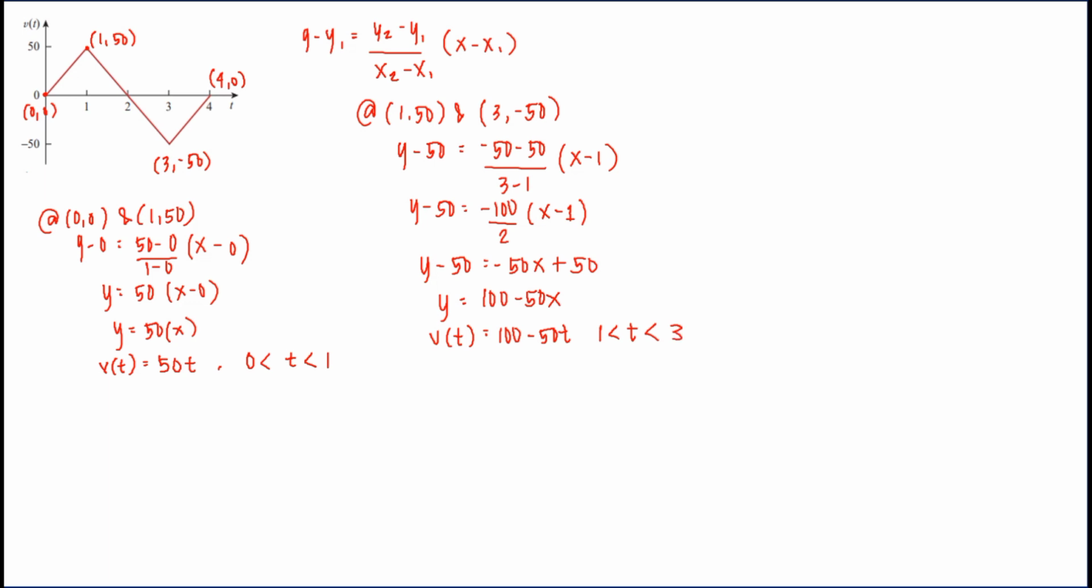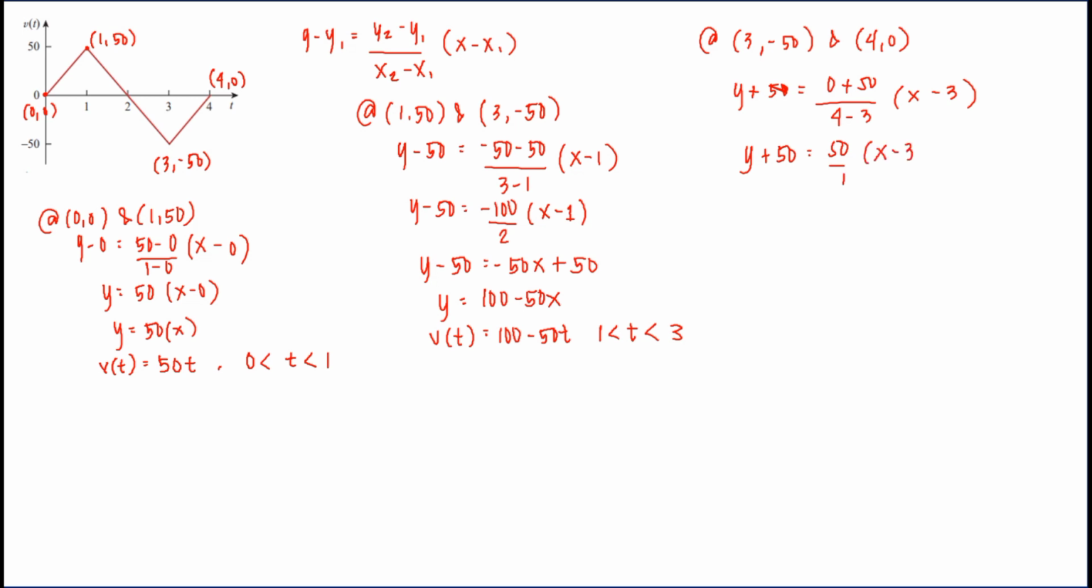Okay. Then next, our third points are 3, negative 50, and 4, 0. So we have y minus negative 50, or y plus 50, equal to (0 plus 50) over (4 minus 3), then times (x minus 3). So we have y plus 50 equal to 50 over 1 multiplied by (x minus 3).